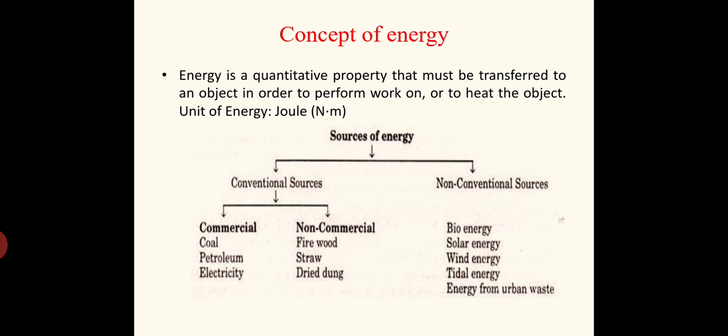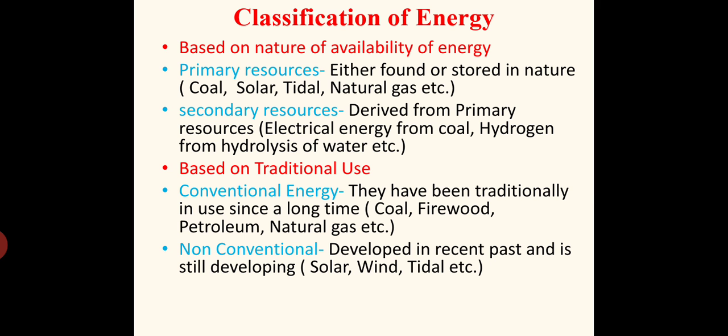So a lot of classifications are there as far as energy is concerned. Another classification, based on some other parameters: first one, based on the nature of availability, the energy can be classified into two. The first one is primary resources and the second one is secondary resources. Primary resources are those forms of energy directly found or stored in nature. The resources of energy which are either found or stored directly in nature are known as primary resources.